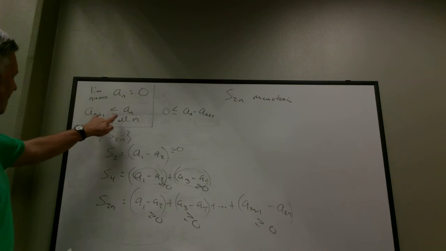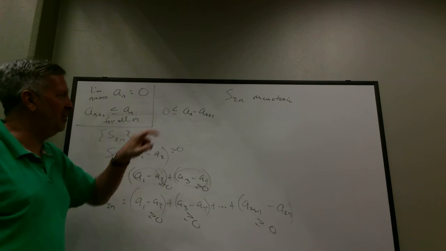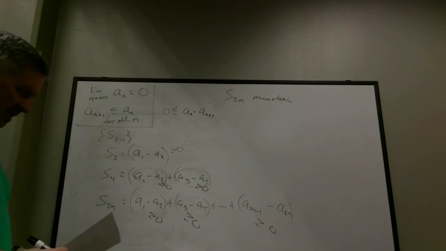Now notice what we needed. We needed this condition right here to argue that S_2n was monotonic. That's where that comes into play.